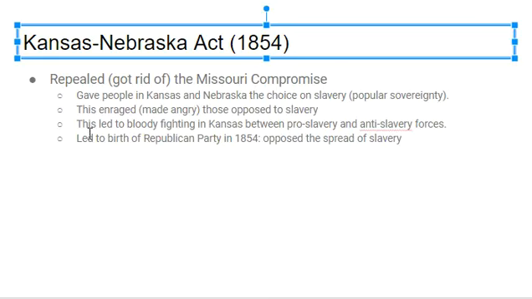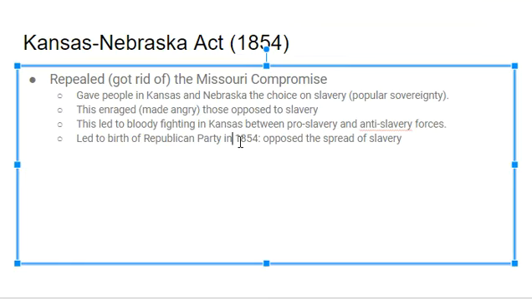And what happened is this led to the birth of the Republican Party in 1854. Because when this party was created, Republicans were opposed to the spread of slavery. So Republicans did not want slavery to exist because they thought it was wrong.